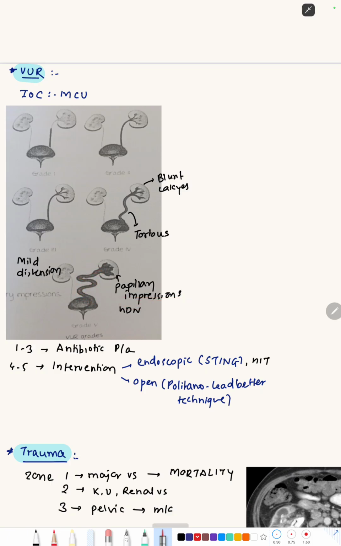and it's a case of established hydronephrosis. Management for grade 1 to 3, antibiotic prophylaxis should be given. For 4 to 5, you have to do the intervention. So endoscopically, either the STING procedure can be done or the HIT procedure can be done. The STING procedure is subureteric Teflon injection, or the HIT is hydrodistention implantation technique, and in open procedures there is a polyethylene Leadbetter technique.